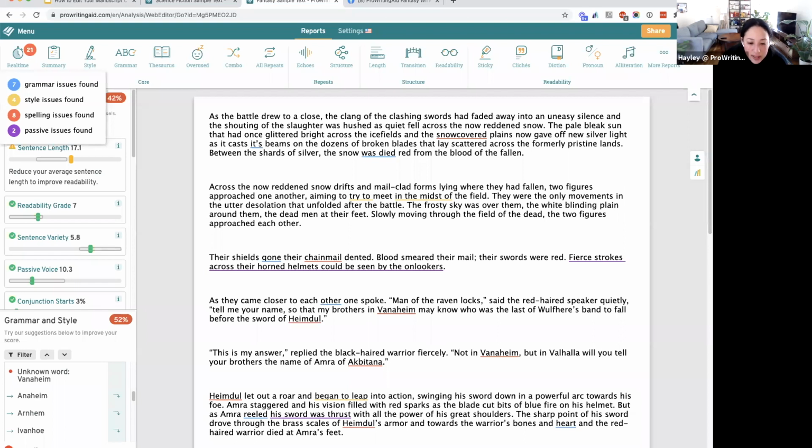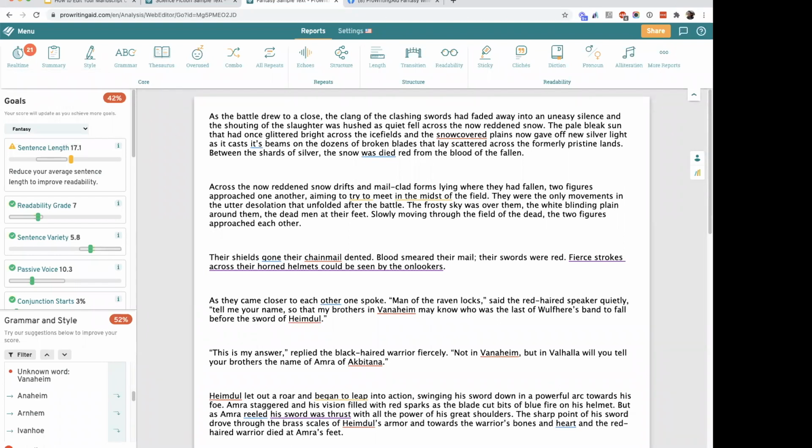Set your goal to fantasy on the Microsoft Word add-in. So we are, again, rolling out some of these goals features, so some of you might not see them quite the same way. Hayley, do you want to show them how they can choose their comparison authors? Yes, I was just about to do that.